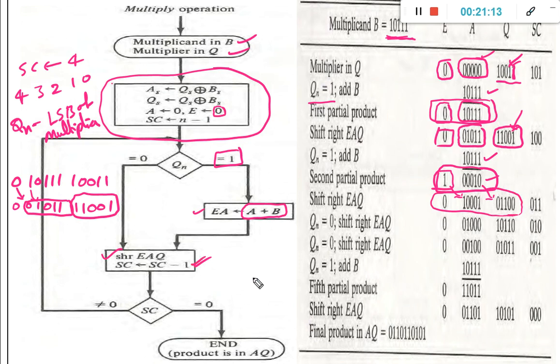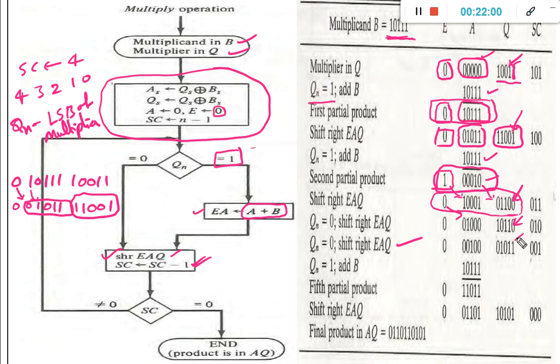Then decrement the sequence counter. The sequence counter is not equal to 0. Then check the Qn value. Qn value is now 0. Whenever Qn is 0, you need not add anything. Just perform the shift right operation for EAQ and decrement the sequence counter. So once again we perform the shift right and decrement the sequence counter. Now once again Qn is 0, so once again perform shift right for EAQ and decrement the sequence counter.